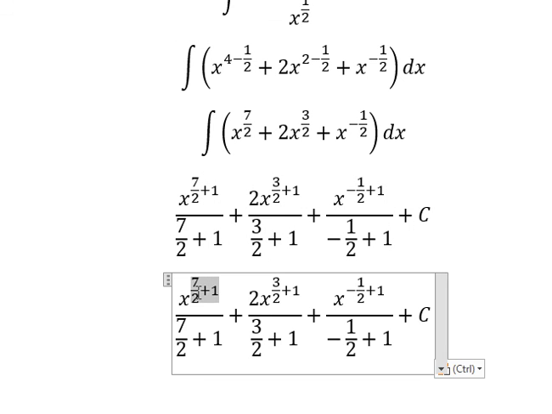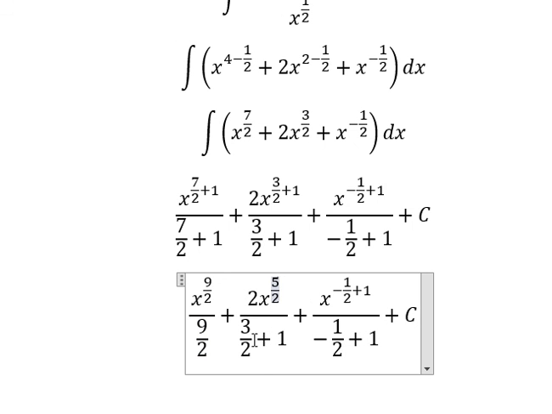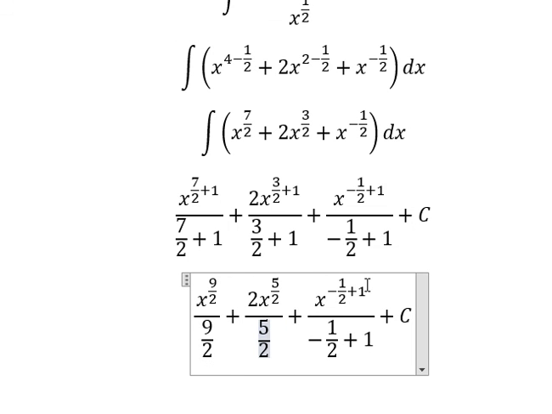So this one we have 9 over 2. This one we have 5 over 2. This one we have 1 over 2.